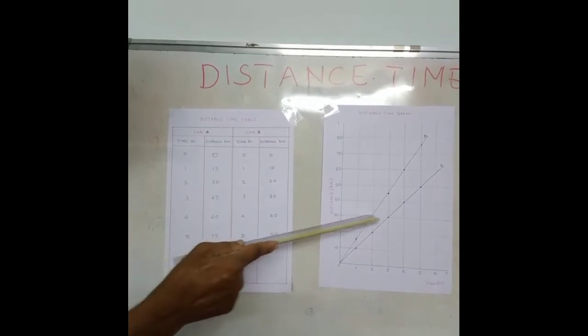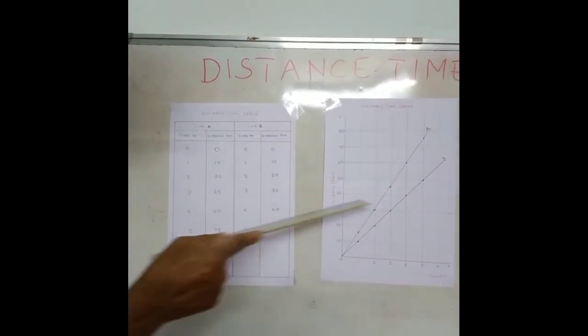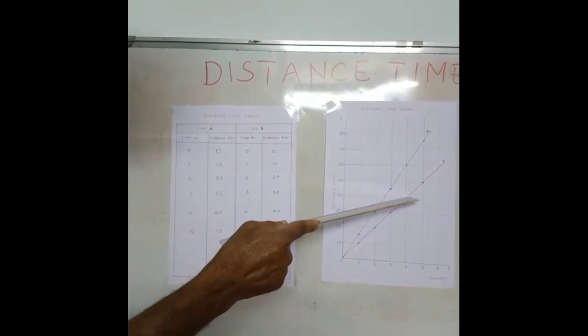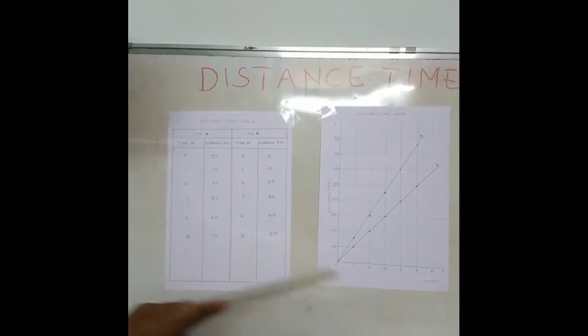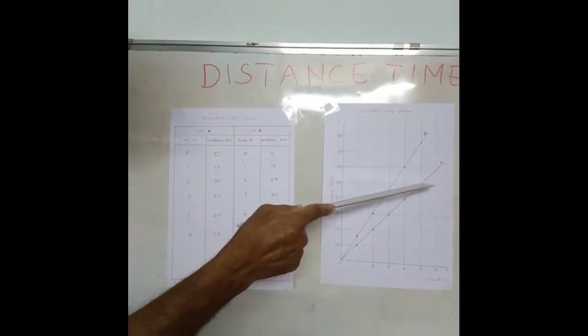3 and 30 meeting point. Then 4 and 40, 4 is here and 40 here. This is the meeting point of 4 and 40. Then we have 5 and 50. This 5 goes up, and this 50, this is the meeting point.